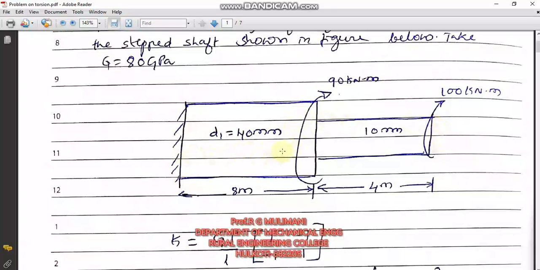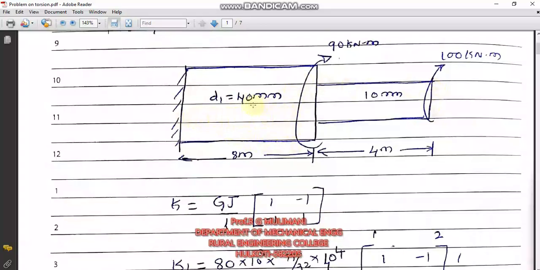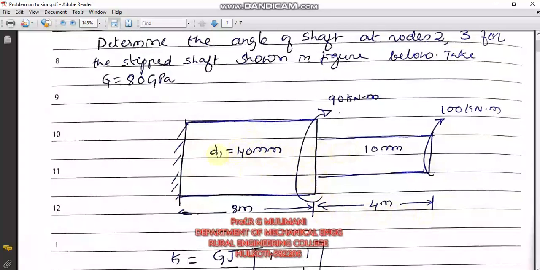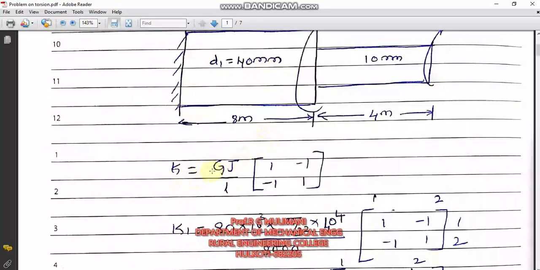As there are two diameters, let us consider the first section with 40 mm diameter as element 1 and the 10 mm diameter as element 2. So for two elements the number of nodes are 1, 2 and 3. We already derived the stiffness matrix for the shaft element. It is GJ by L times [1, -1; -1, 1].